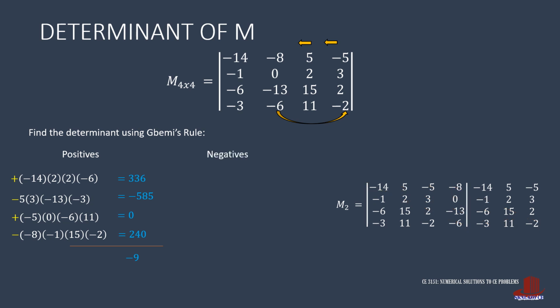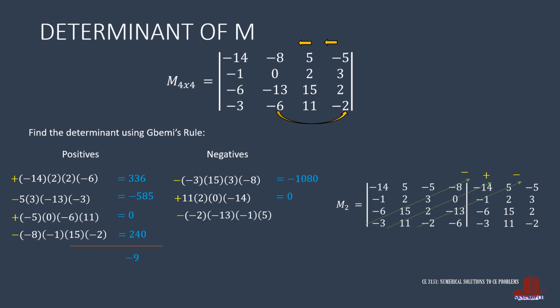For the negatives, work with the elements in the anti-diagonals. The first has the elements -3, 15, 3, and -8, giving -1080 when multiplied. The next anti-diagonal includes 11, 2, 0, and negative 14, which turn out as 0 when multiplied.